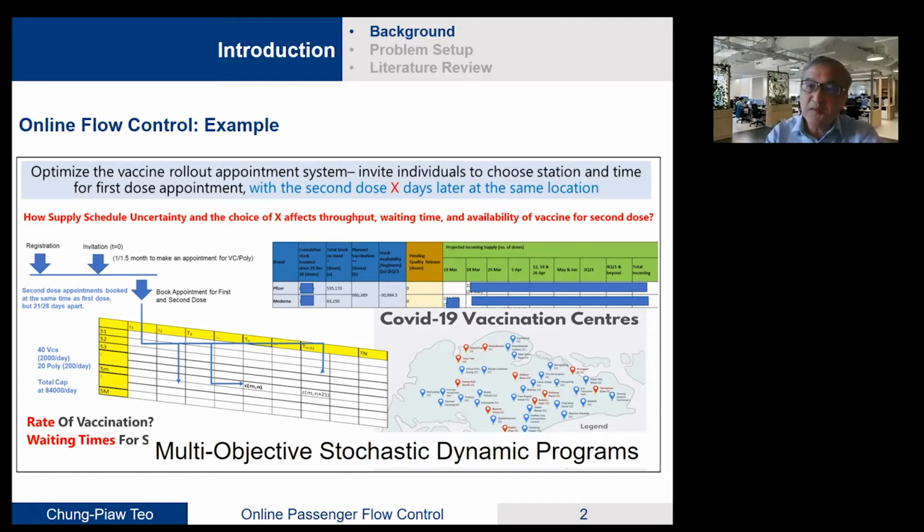So you need to time your invitation schedule in such a way that when the citizens go to the appointment system, they will be able to get their desired slots in the shortest possible time. So the flow control problem has to balance all these side objectives on top of maximizing the rate of vaccination.